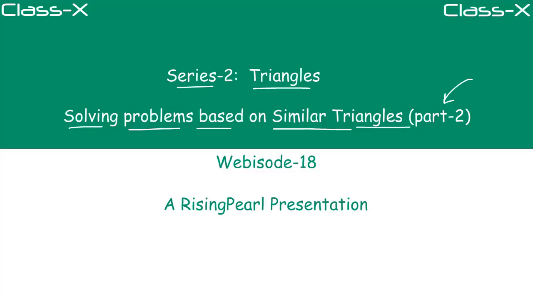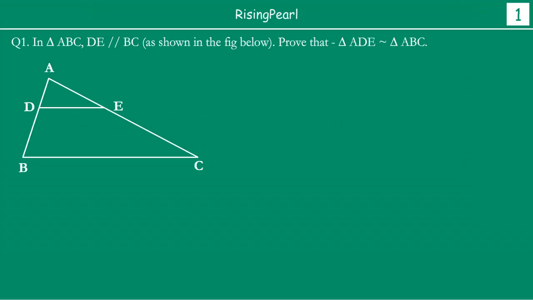Let's dive right in. So the first question that we are going to take a look at, friends, is something like this. In triangle ABC, DE is a straight line such that DE is parallel to BC. So it has been given to us that this is parallel to BC. Now prove that triangle ADE and ABC are similar.